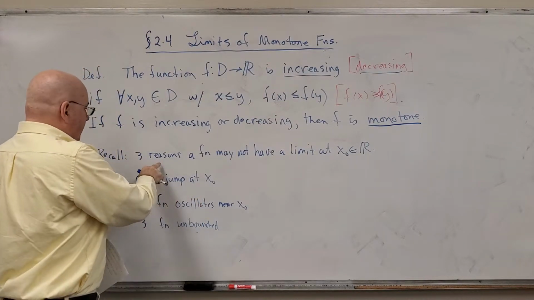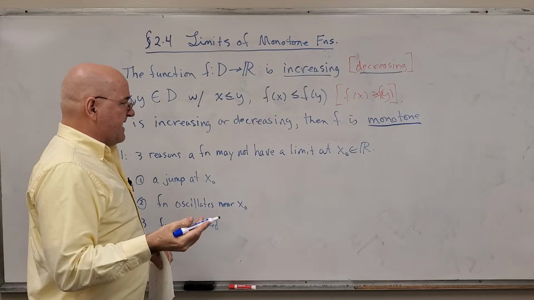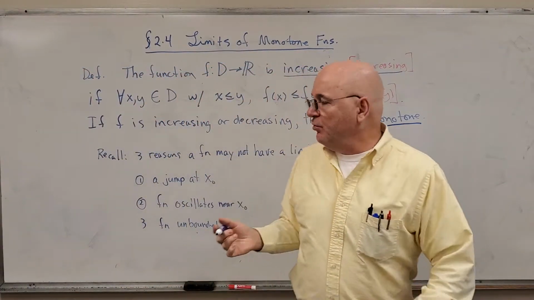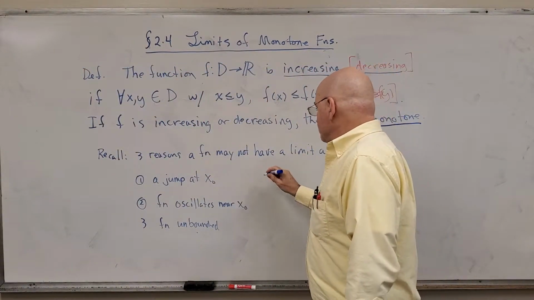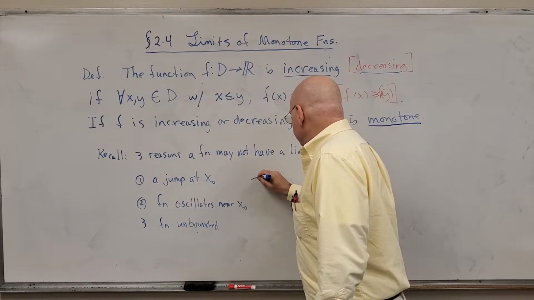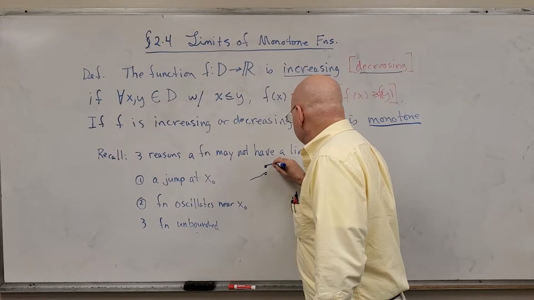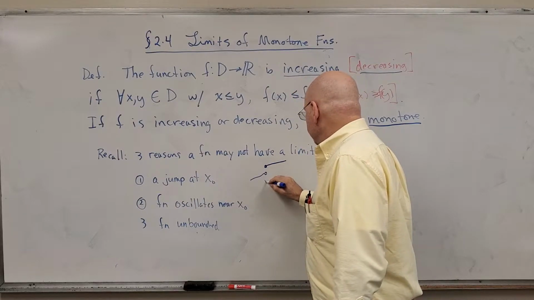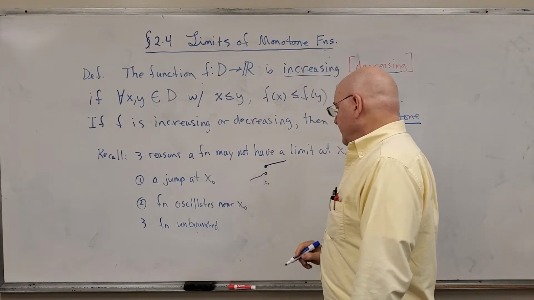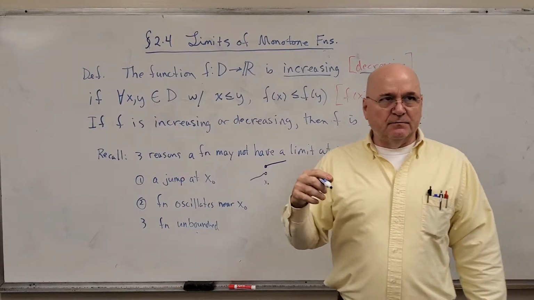And recall 3 reasons that a function may not have a limit at a particular point R. You could have a jump, which means you've got something like this. Maybe it's not defined there, and then it jumps up. This would be x0. It could be oscillating near x0.